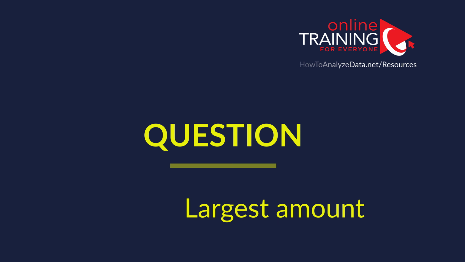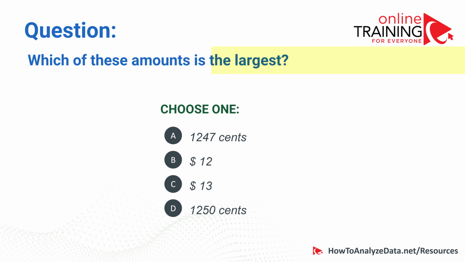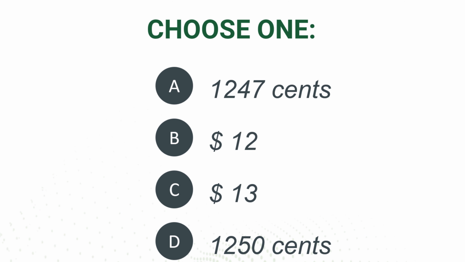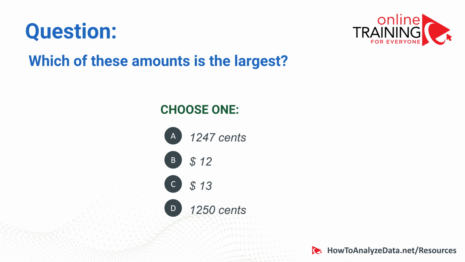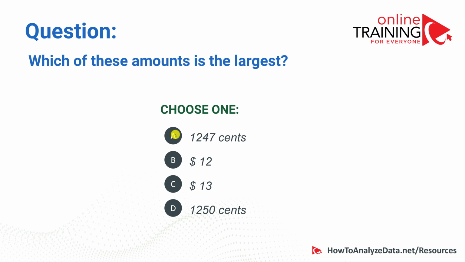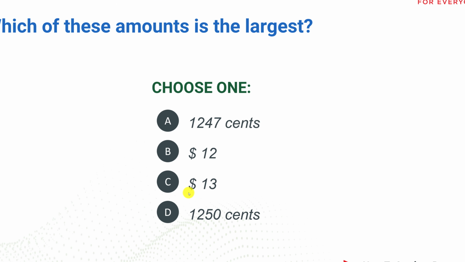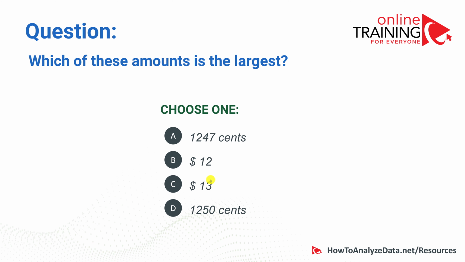Now let's look at the question which you frequently see as part of different aptitude and psychometric tests. Which of these amounts is the largest? $1,247, $12, $13, $1,250. Let's see if you can get this one right. Seems like an obvious choice here, but sometimes people get confused because you see numbers in thousands and then you see numbers in just a single and double digits. So the correct answer here is $13. $13 is the largest amount here.